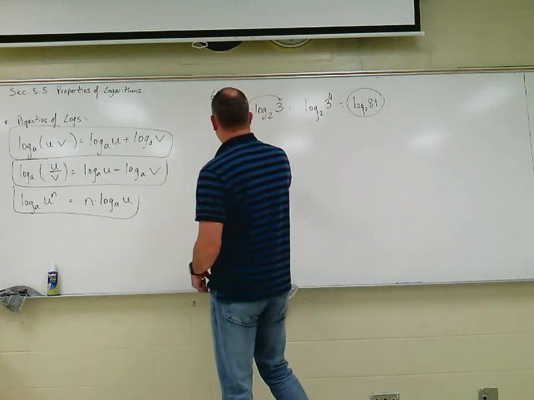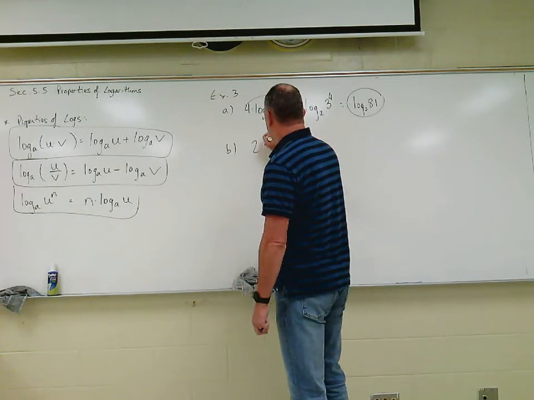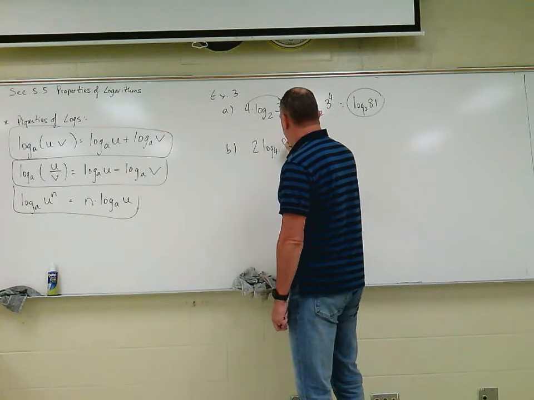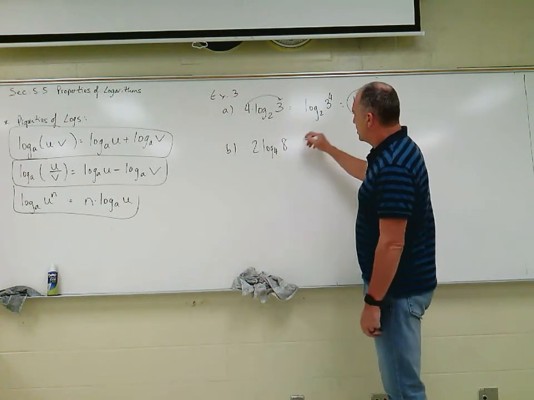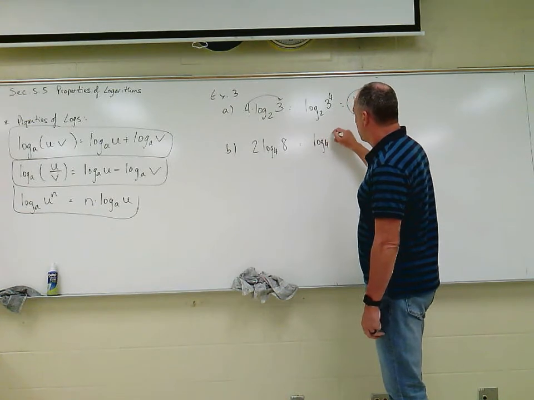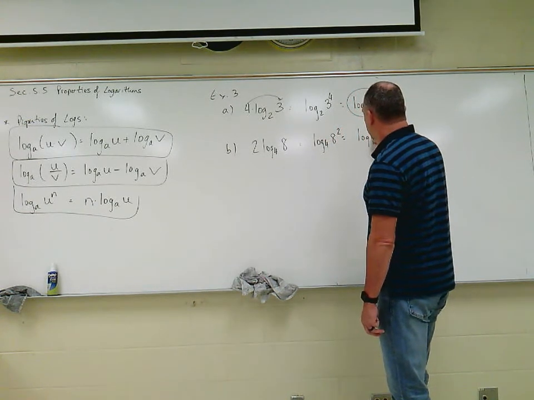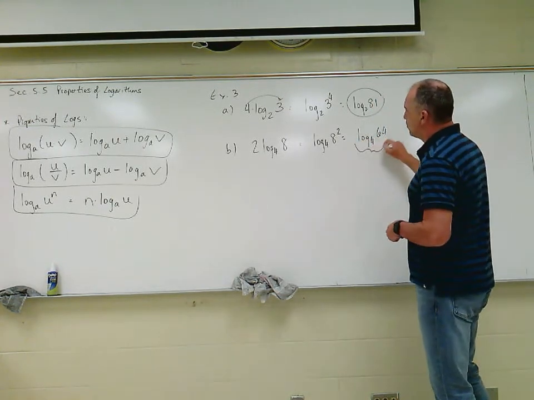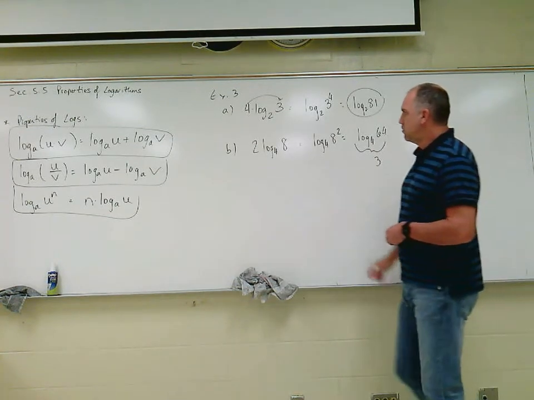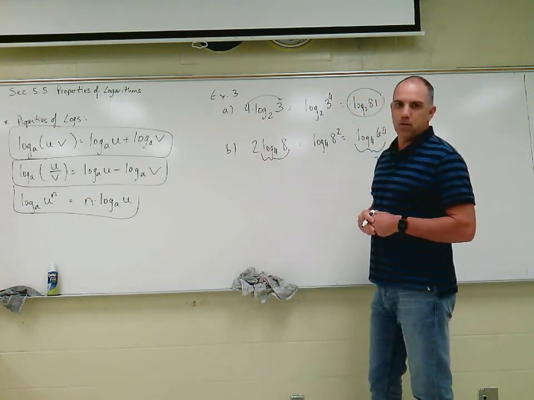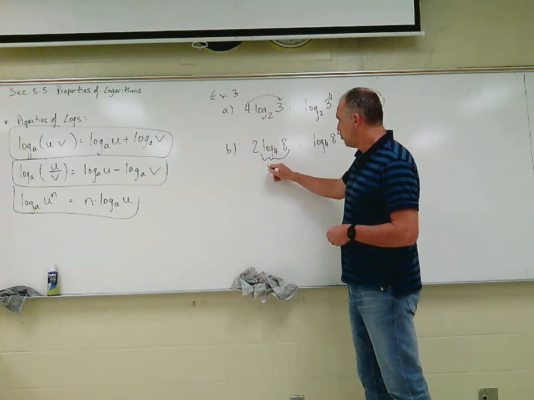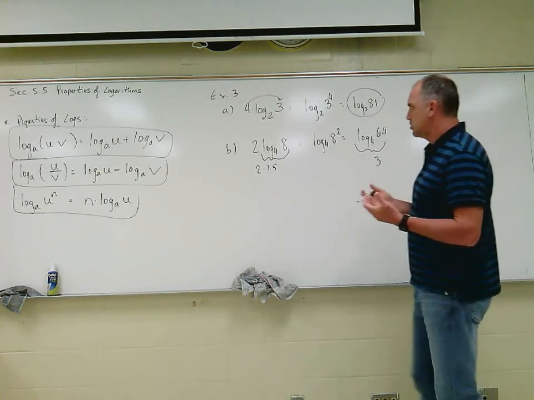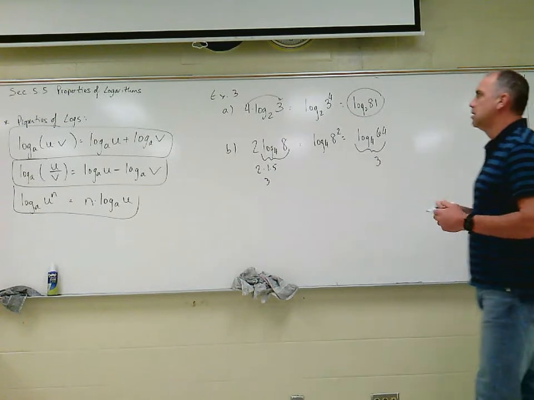Let's try another one here. Let's say we had 2 times log base 4 of 8. That should be the same as log base 4 of 8 squared, which is log base 4 of 64. I know that log base 4 of 64 is 3. 4 to what power is 8? Well, this is 1.5, and when you double it, you get 3. So 2 times 1.5 is 3. Those are equivalent. So that's one way it can go.